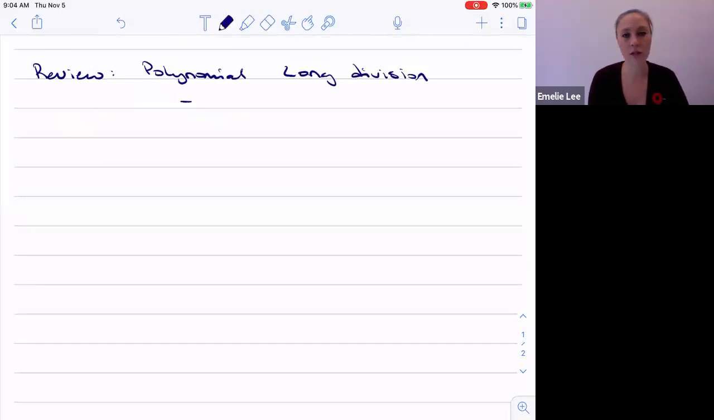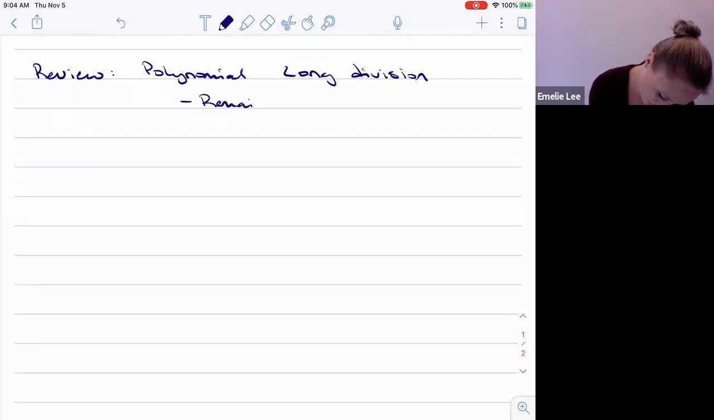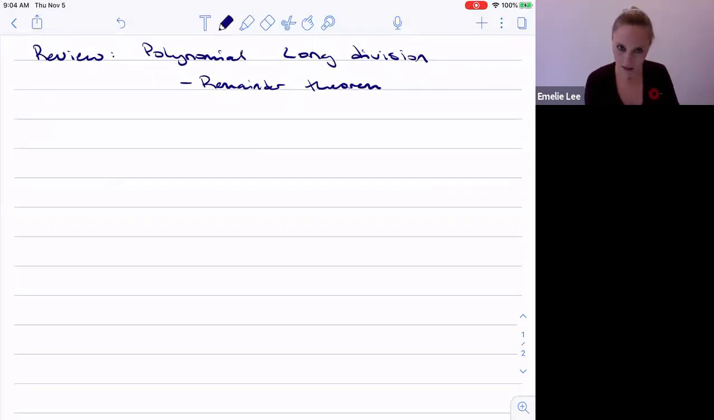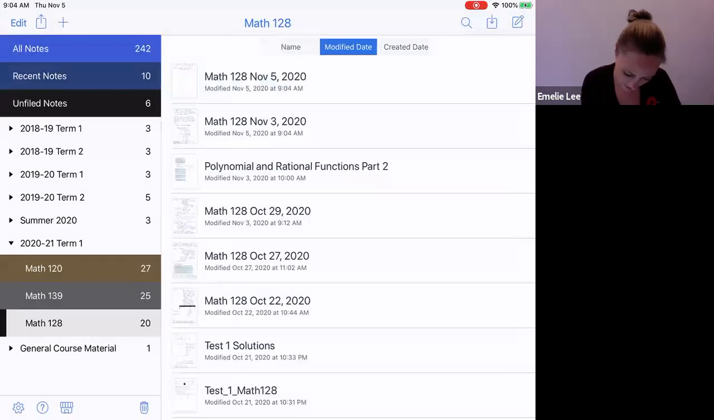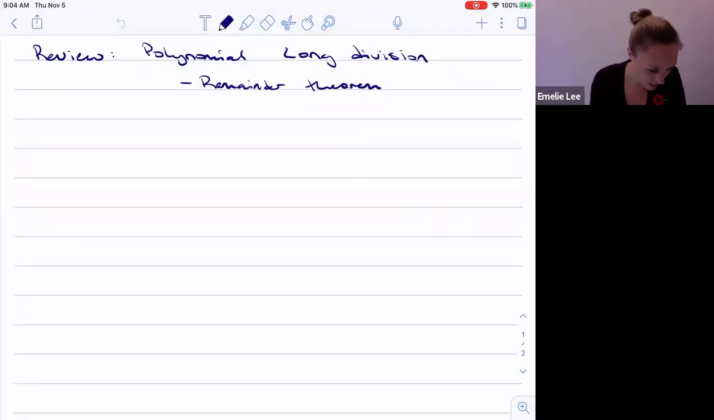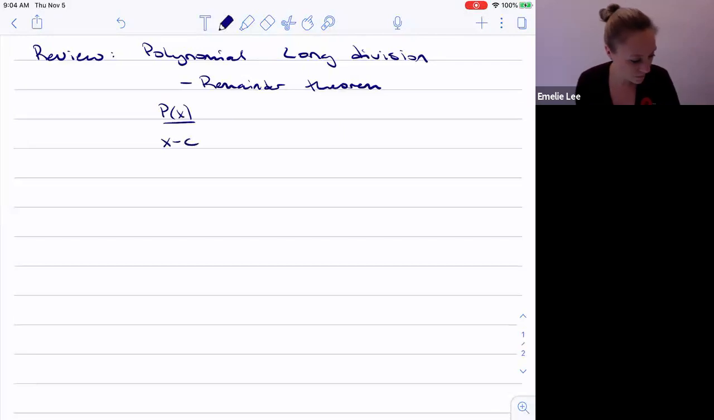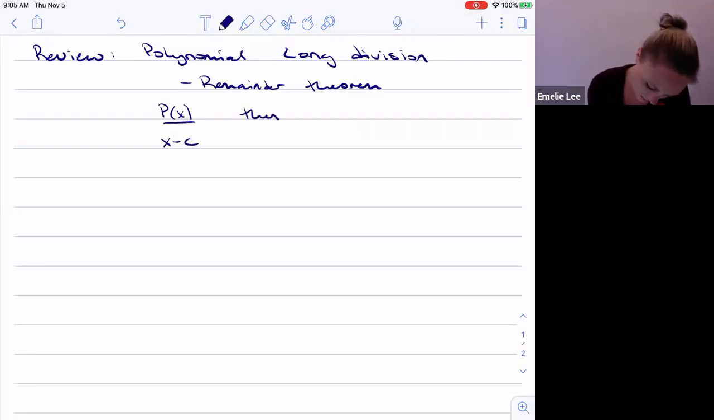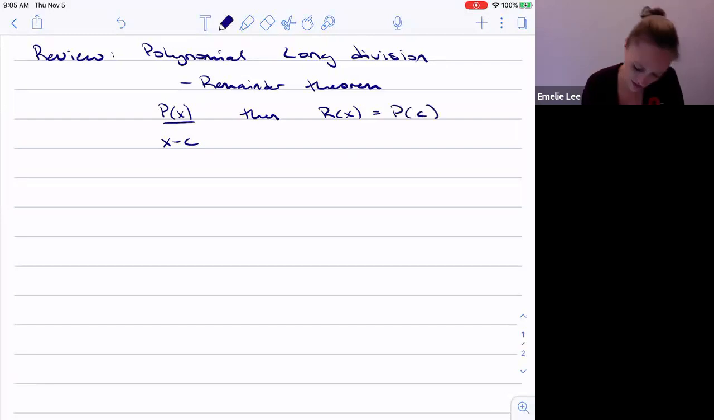So for review, we did polynomial long division, and the factor and remainder theorem, mainly the remainder theorem. The remainder theorem says that if p of x is divided by x minus c, then r of x, the remainder, is going to be the same as p evaluated at c. So that's what the remainder theorem says.